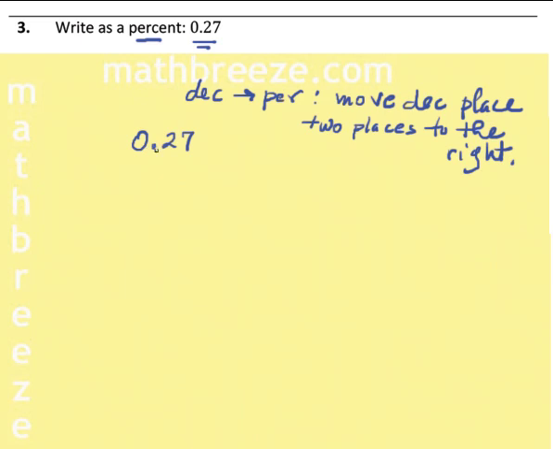So let's do that. Here's 1 place, 2 places. Okay, so as a percent, our decimal will be to the right of the number 27. Now, we don't actually have to include that decimal, since 27 is a whole number, so we can just write 27%.